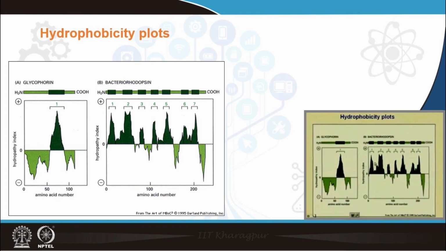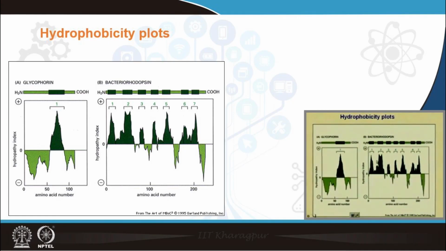When we consider bacteriorhodopsin that has a large number of such transmembrane helices, we have 7 such possible helices that form bacteriorhodopsin, and these can be identified, again, by the positive regions of the hydropathy index on the hydrophobicity plot that we see.